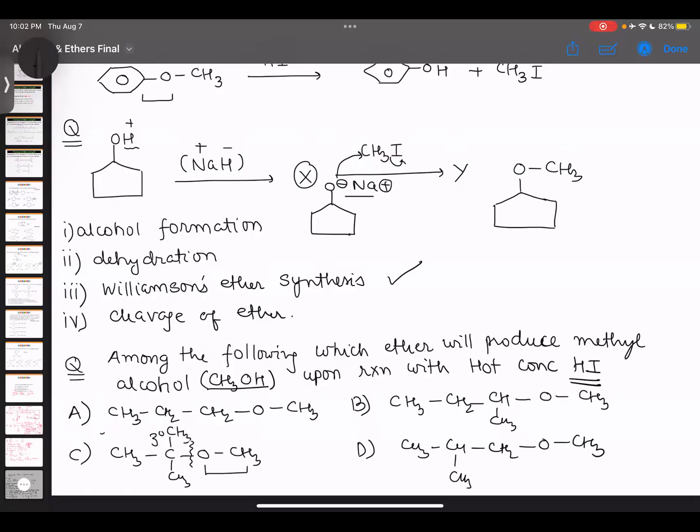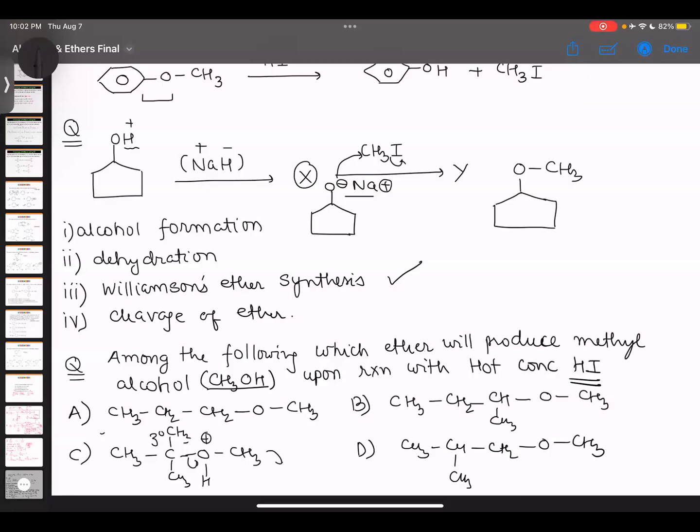So once you have the H plus protonating this oxygen, it will break apart. The cation will be left, and the cation will get connected to the iodide ions. Got it?